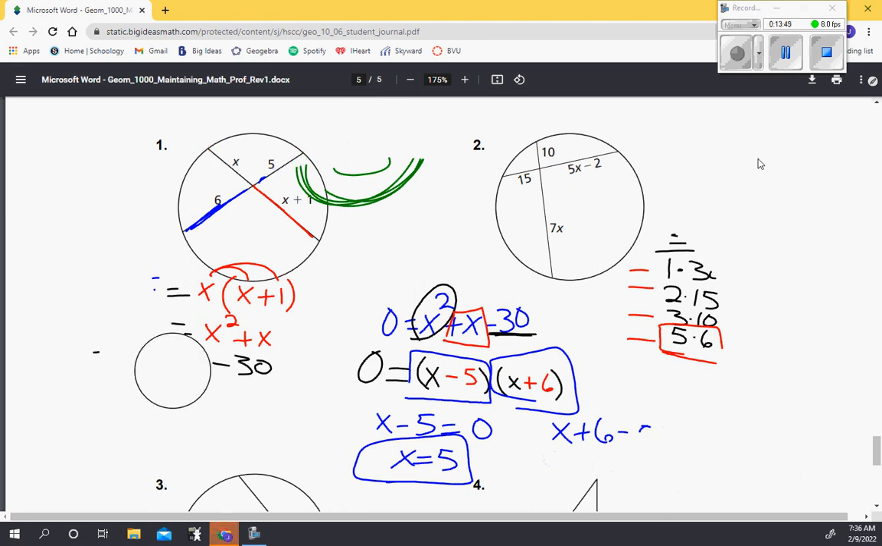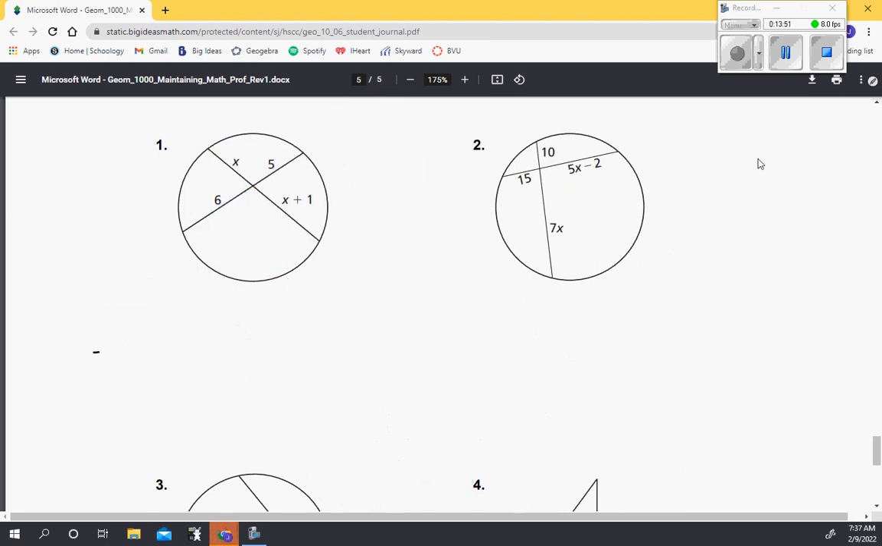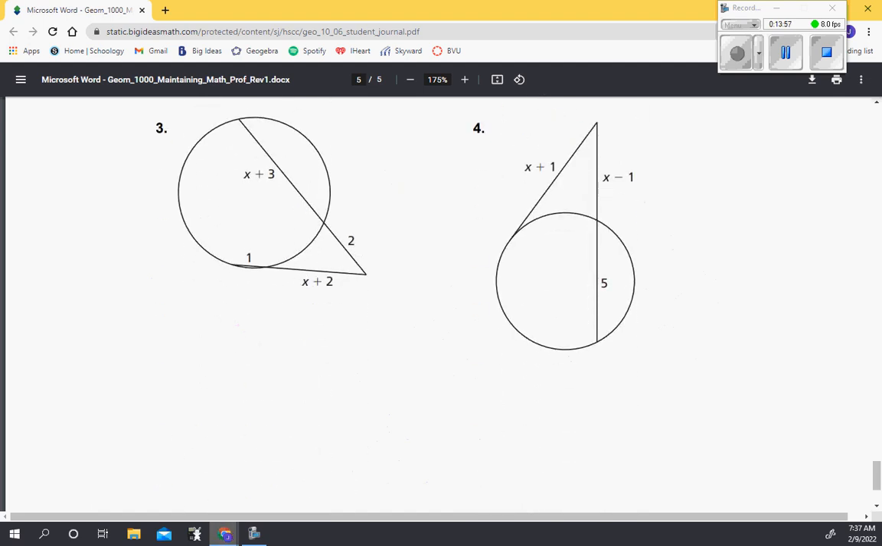If you have questions on this, please ask me. I know a lot of kids get confused on this. Okay, we're going to skip 3 right now. We'll come back to it. We're going to go to 4. Go to 4. Okay?